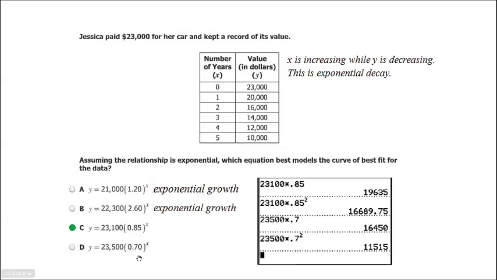So then I tried the second one, 23,500 times 0.70 to the x. So 23,500 times 0.7 to the 1 was 16,450. That's a little different from 19,635. And 23,500 times 0.7 squared is 11,515. Now, those numbers are a little further away than the numbers for C. So C is the equation that best models this data.